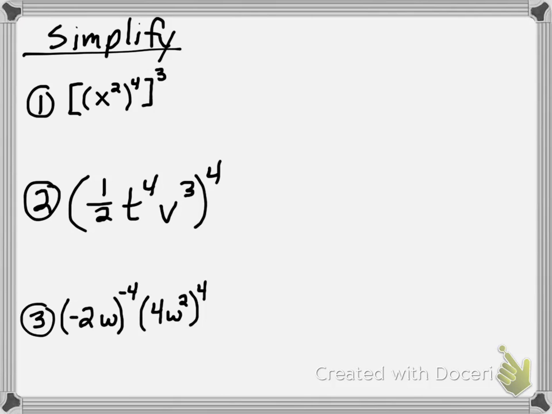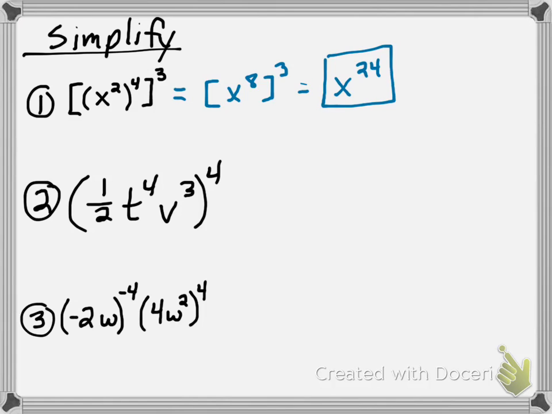Okay, so when we have something like this, and this is power to a power to a power, we have to start from the inside out. So we're going to start by doing x to the 2nd power raised to the 4th power. So I need to multiply. 2 times 4 is 8. So that gives me x to the 8th power raised to the 3rd power. Now I have just a regular power to a power, so I have x to the 8th raised to the 3rd. So I have x to the 24th power, because 8 times 3 is 24. If you notice, all I did was 2 times 4 times 3, and I got 24.